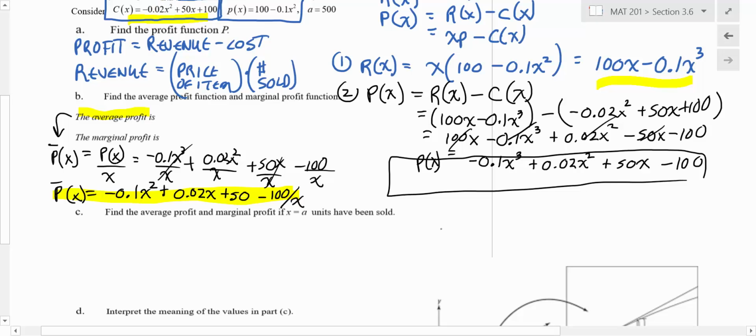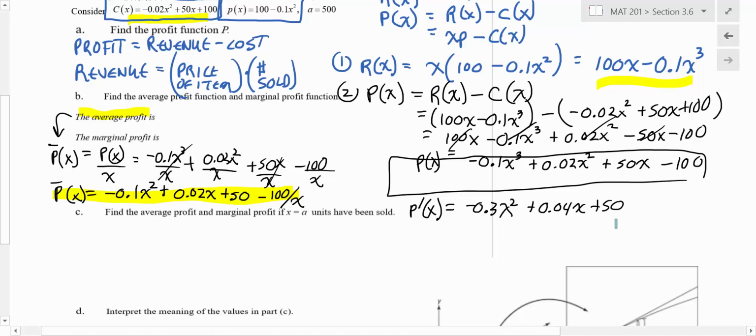So the next thing we're going to do is the marginal profit. The marginal profit means take the derivative of the profit. Now this is not asking for the marginal average profit. So we're going to take the profit function we have over here, and then we're just going to do its first derivative. So if we do this, we're going to have negative 0.3 x to the second. Again, just doing a power rule. 2 times 0.02 is 0.04x. Then the derivative of 50x is going to be plus 50 like that.